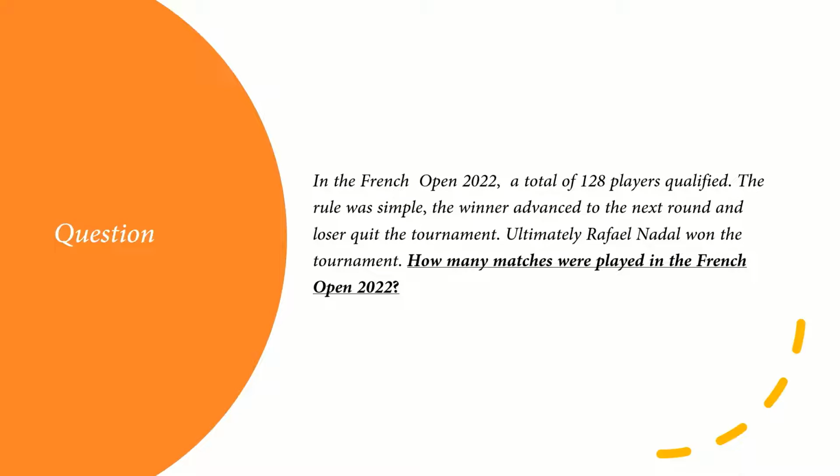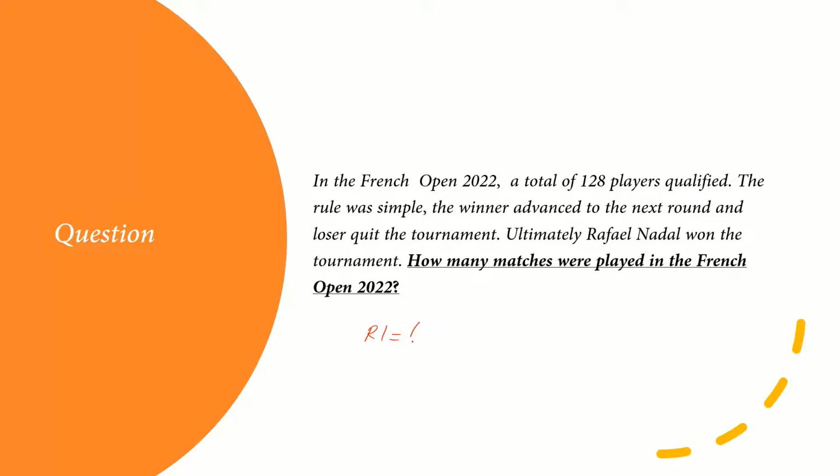So the question here is, there are 128 players playing, the winner advances to the next round and the loser quits the tournament. And ultimately, Rafael Nadal has won the tournament. The question for you is, how many matches were played in the French Open? Now, when we look at round 1, the first round, we would have 128 players playing. So 2 players play a particular match.